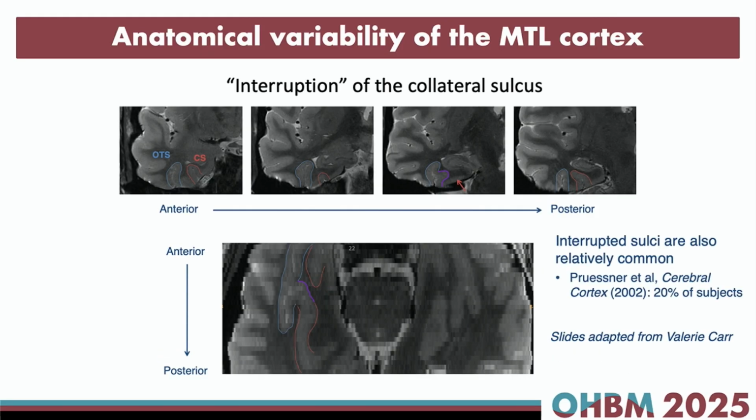Similarly, in other individuals, there's not just the bifurcation, but an actual complete disappearance of that sulcus. The sulcus just shrinks down as you're moving from anterior to posterior and then reappears later, more posterior to that. And Prusner and colleagues have demonstrated that about 20% of participants, I would say maybe even more in my experience, have these variants.